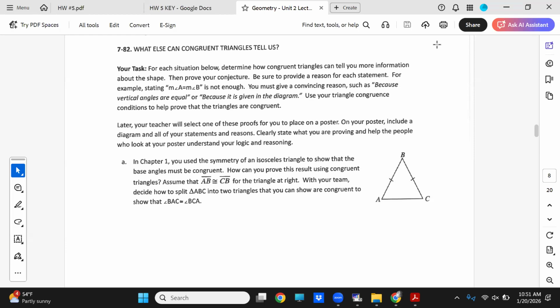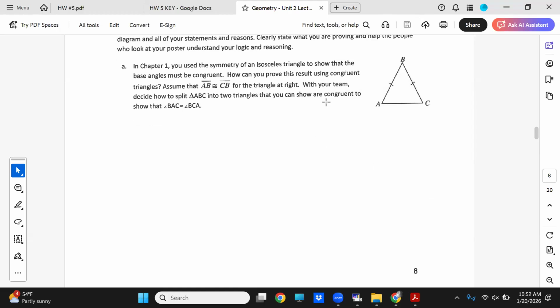So in chapter 1, you used symmetry of an isosceles triangle to show that the base angles must be congruent. How can you prove this result using congruent triangles? Assume AB and CB are the same. With your team, decide how to split triangle ABC into two triangles that you can show are congruent to show that angle BAC is the same as angle BCA.